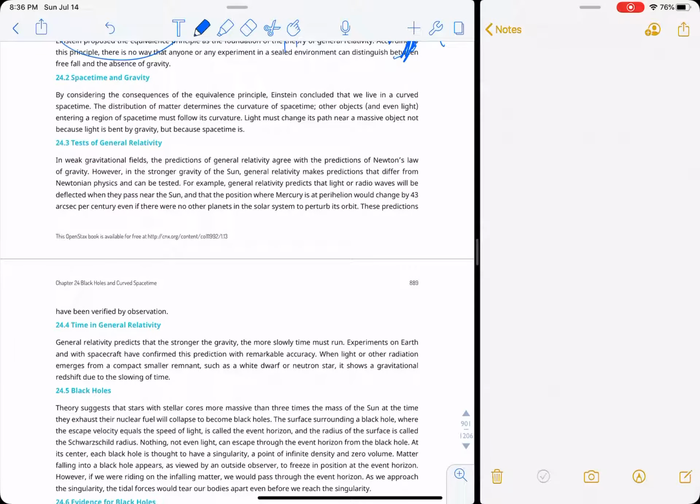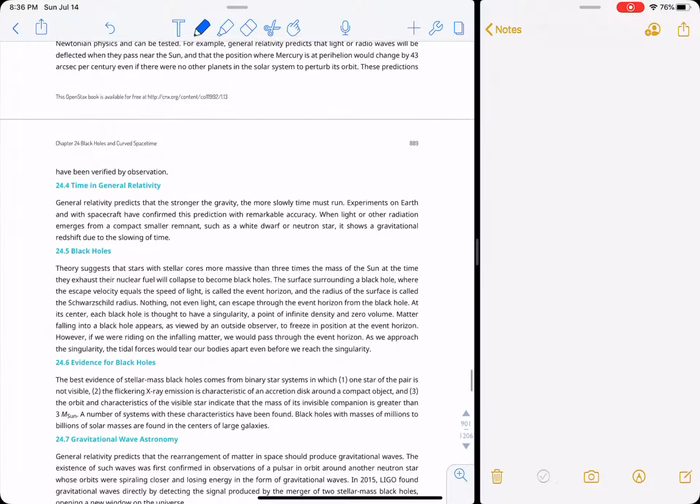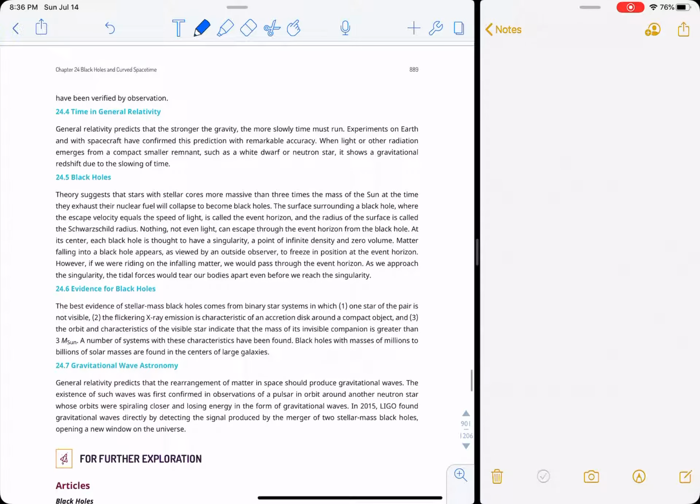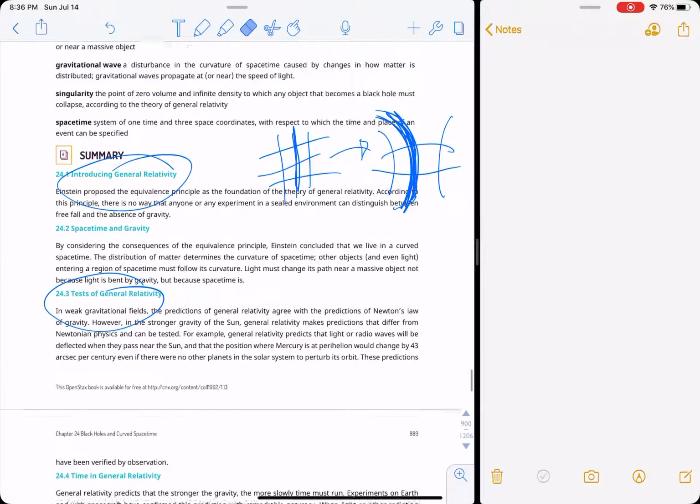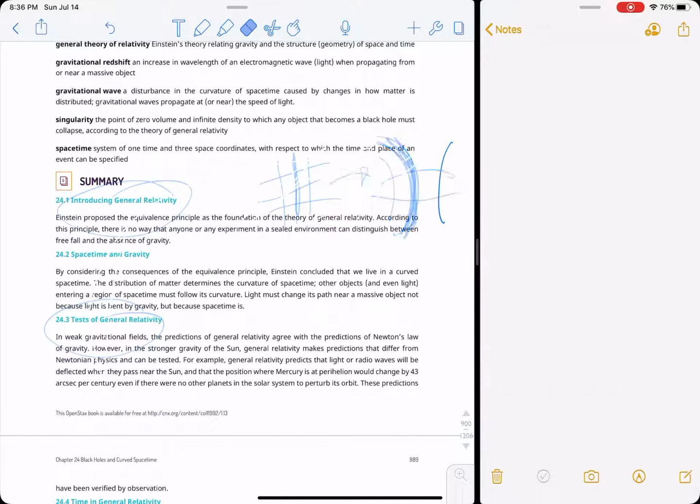We have lots of tests of general relativity. We've got time goes slower if you're near a massive object. Black holes are when the curvature is so strong that not even light can escape. It orbits it, it falls into it. The curvature is so severe. We have tons of evidence for black holes, and we'll talk about that in class. And there's a new field, gravitational wave astronomy, that allows us to measure when black holes merge. Okay, that's everything. See you tomorrow.